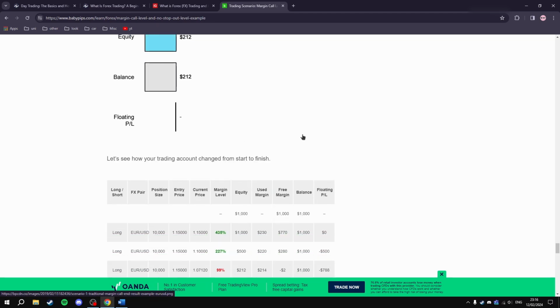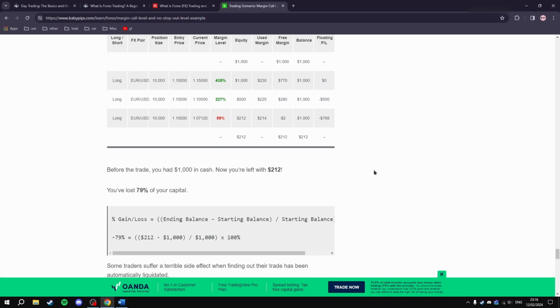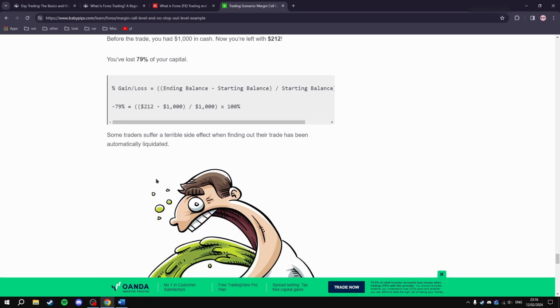Let's see how your trading account might change from start to finish. So you started at 1,000 basically, and then you finish with 212. Before your trade, you had 1,000 in cash. Now you're left with $212. You lost 79% of your capital. Percentage gain or loss: ending balance minus starting balance divided by the starting balance times 100%. So 212 minus 1,000 divided by 1,000 times 100% is minus 79%.